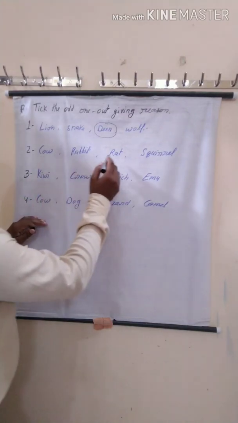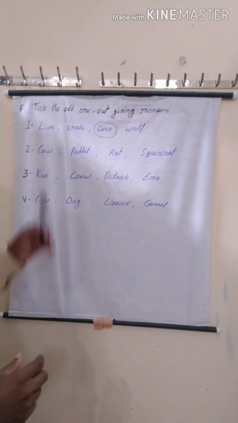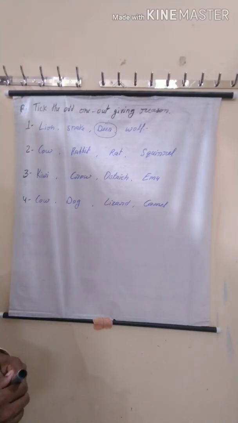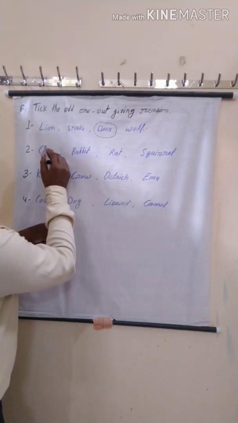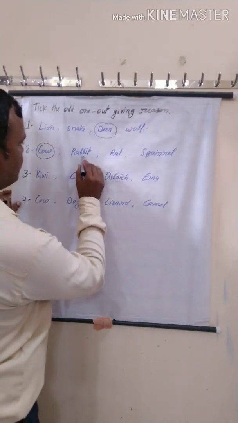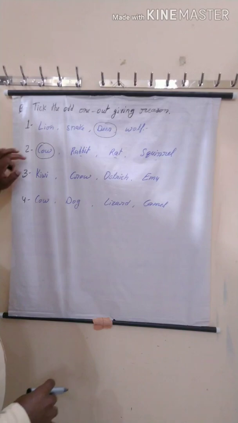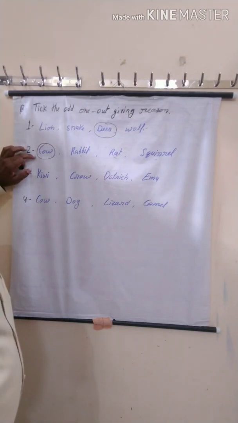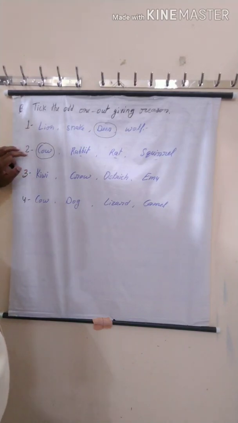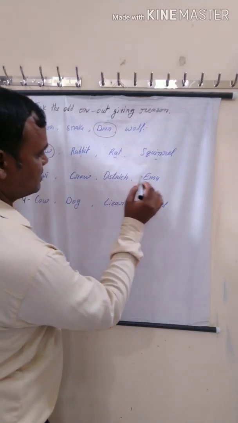Okay, next, cow, rabbit, rat, squirrel. Here, what is the odd one? Cow is different from the others because rabbit, rat, squirrel are rodents, but cow is a herbivorous animal.